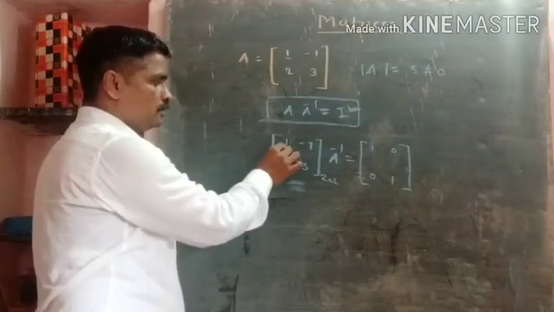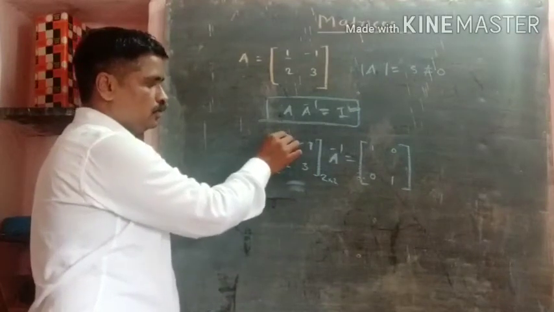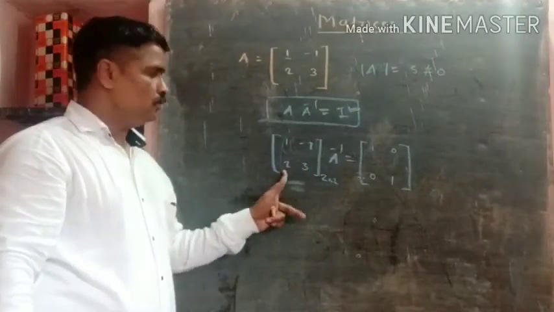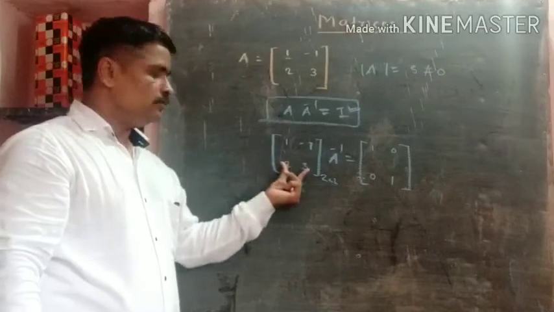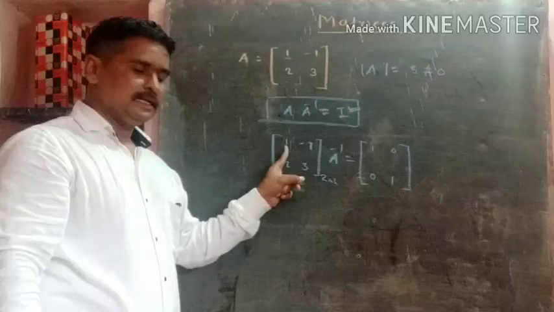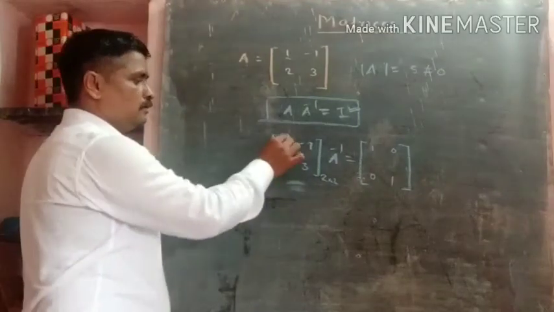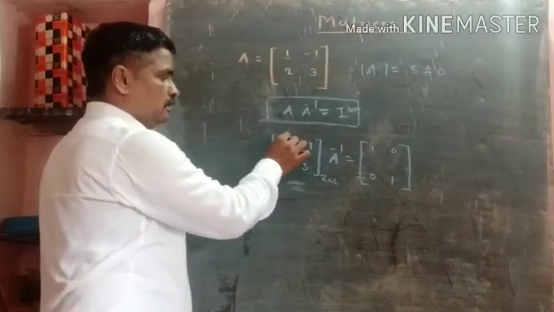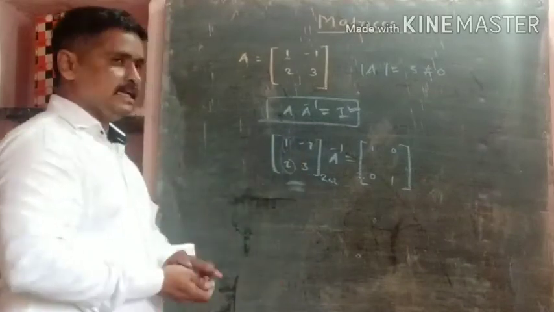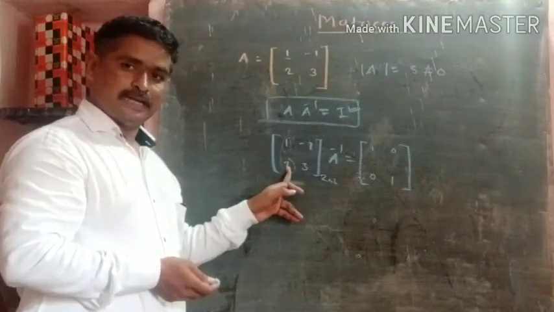We have to reduce the first column to 1 0, because we want to convert the given matrix into an identity matrix. That means we have to convert this matrix to 1 0 0 1. So A11 is 1, and we have to change 2 to 0. That means we have to replace 2 by 0.